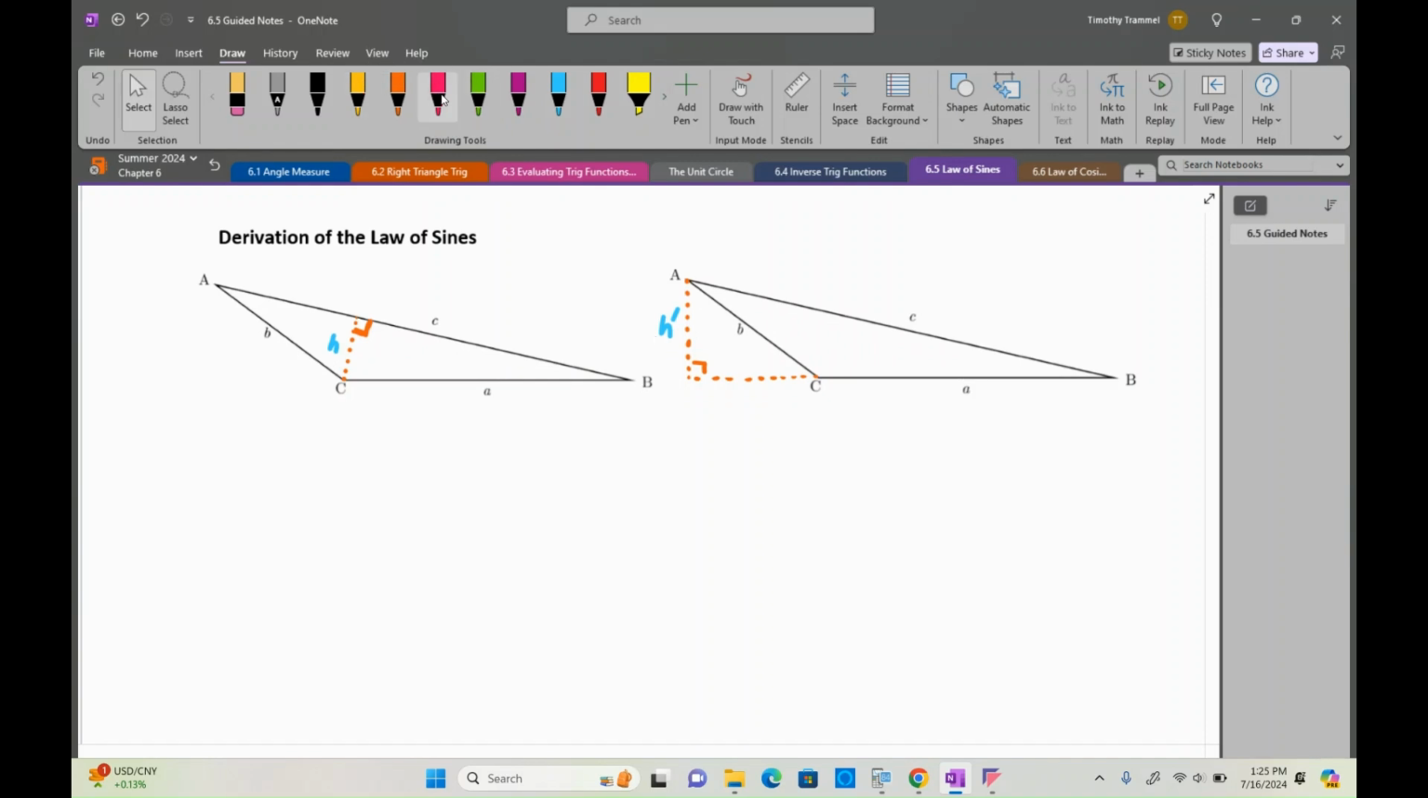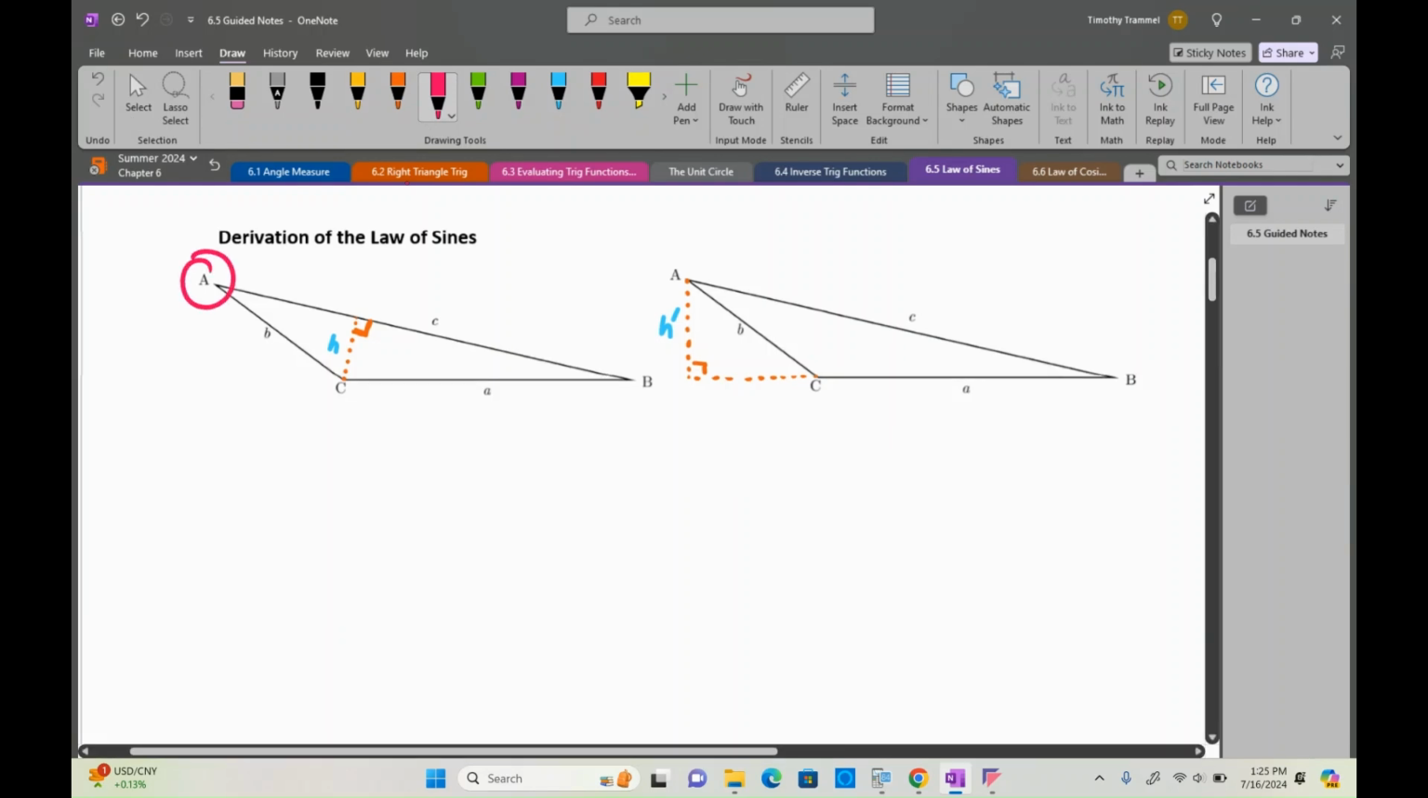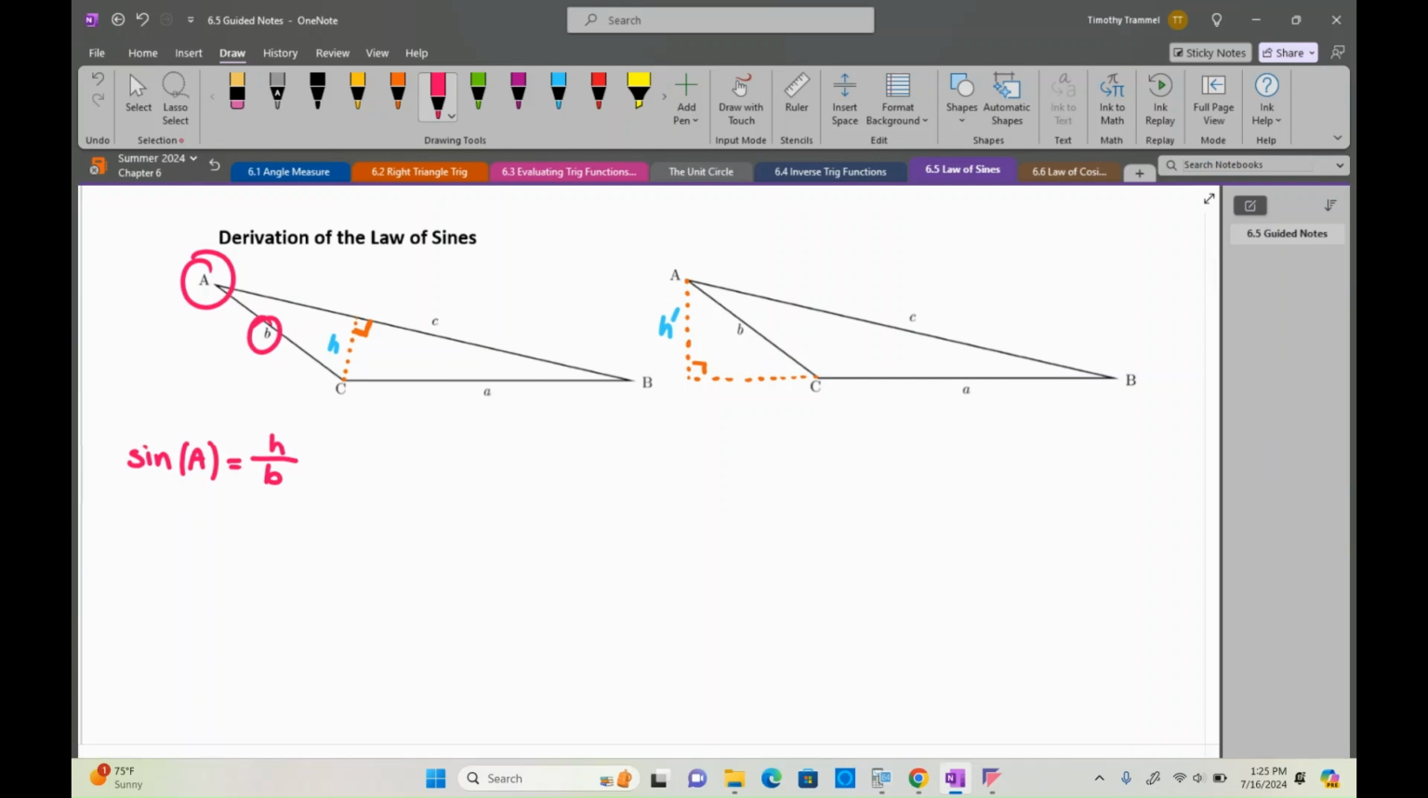And let's go back to that first triangle here, and we're going to write down a few equations. So let's look at the angle A. So sine of A should be equal to the opposite side over the hypotenuse. And you can see the opposite side here with this little right triangle we have here is H. And then the hypotenuse should be the side opposite of the 90-degree angle. And our 90-degree angle is right here. So that's going to be side B. So I have sine of A is equal to H over little b.